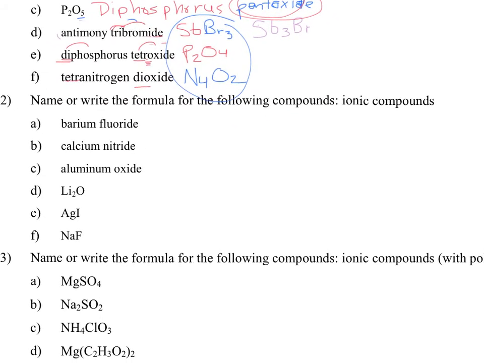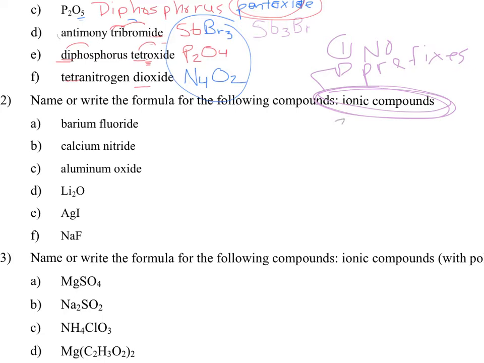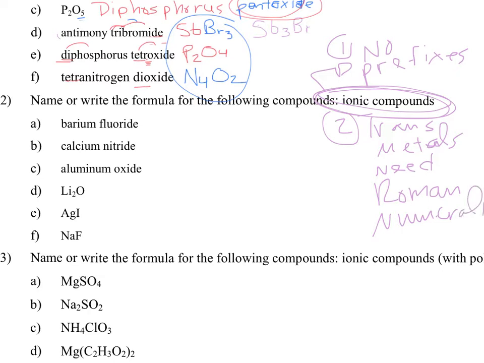And so let's look at something a little bit different here, because this time, the next group is ionic, and the big thing I want you to write here is no prefixes. We're not going to have any prefixes here. Okay, so that's number 1, and number 2 is our transition metals need Roman numerals.